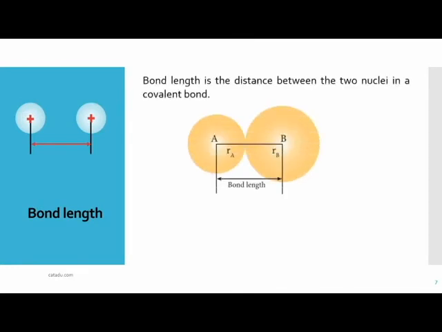Bond length. Bond length is the distance between two nuclei in a covalent bond. This is inversely proportional to the bond energy. The greater the bond length, the smaller the bond energy will be.